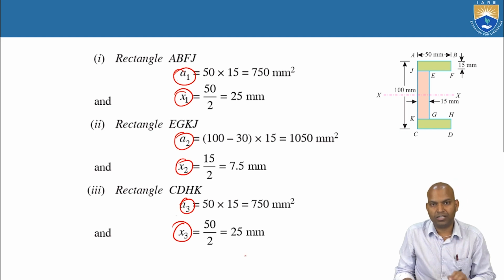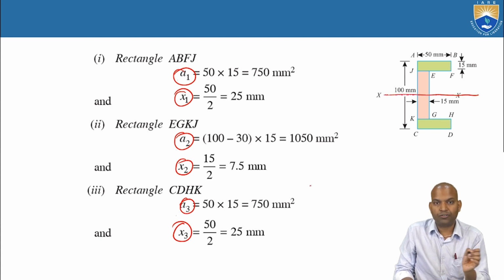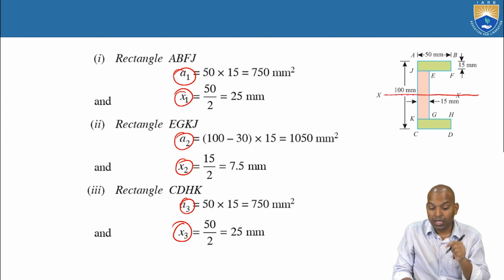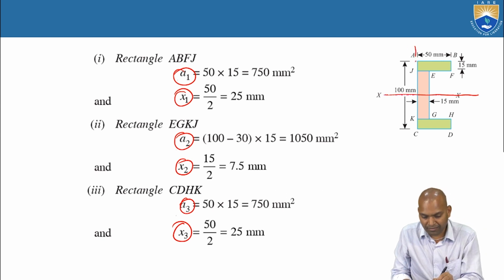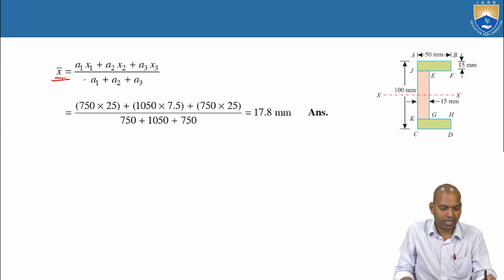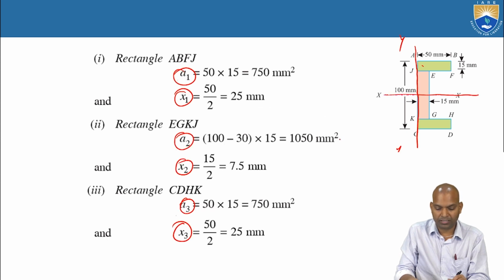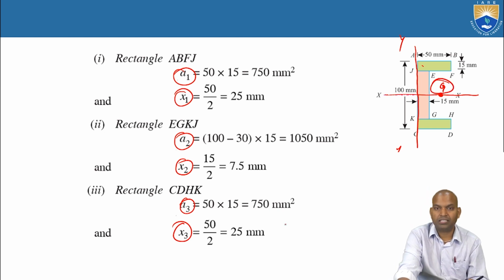It is symmetrical about the horizontal axis. So that means this x-axis is passing through where? The centroid of the channel section. The centroid lies on this axis of symmetry. Now, if we calculate the bar x value with this reference axis, the bar x we got is 17.8 millimeters. Where is it located here? The 17.8 millimeters, the thickness is 15. That means it is outside this geometry. This is the centroid of the channel section.